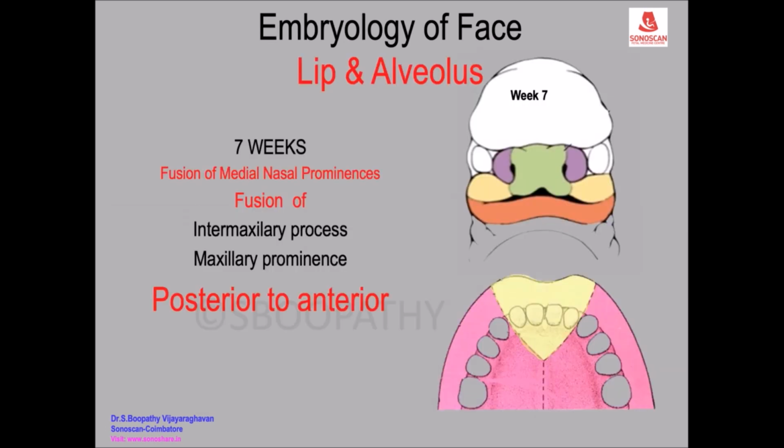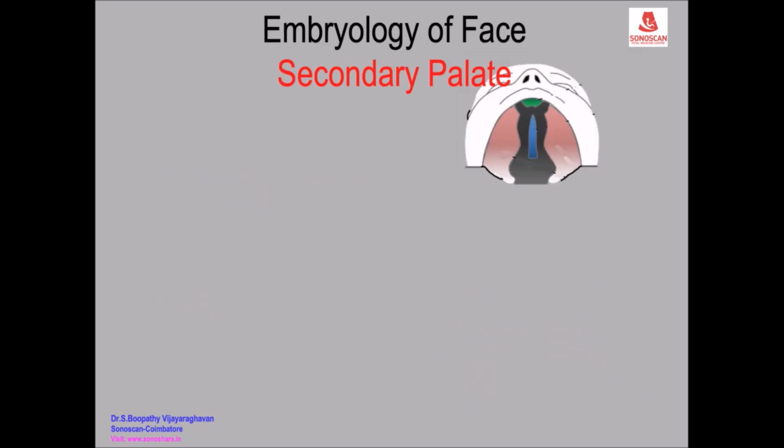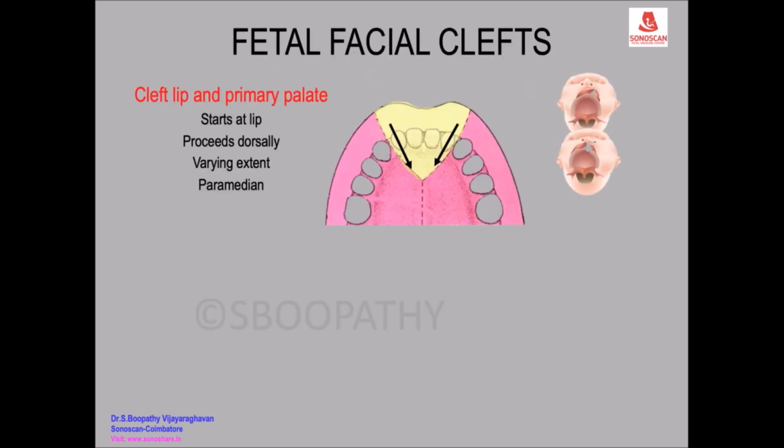Fusion occurs, and this happens posterior to anterior. Why is it important? We'll see. Around 7 weeks also the development of the secondary palate happens, and it is paramedian. It is not in the midline, it is paramedian. So it can be unilateral or bilateral.